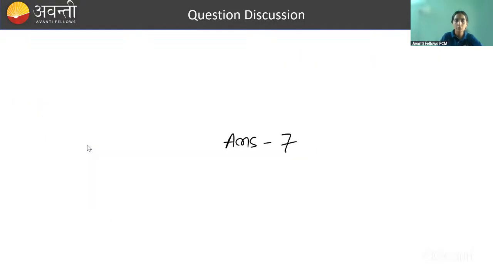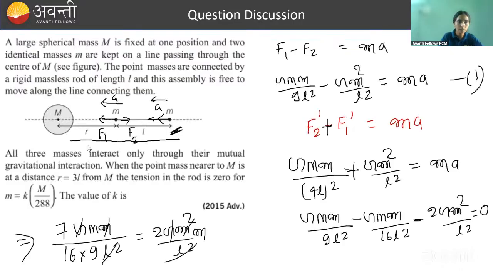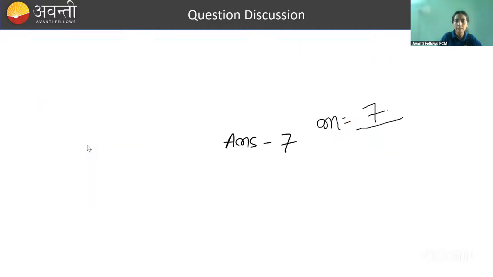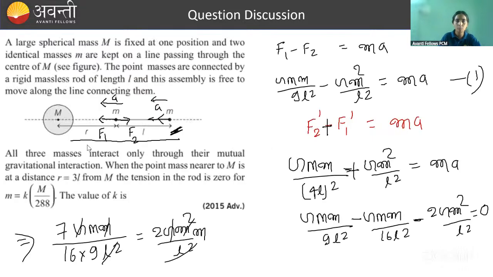ठीक है. So that is small m is equal to how much? 7M divided by 16 into 18. And 16 into 18 करोगे कितना आएगा? 288 आएगा. So correct answer is 7M by 288. So this is how you could have moved.